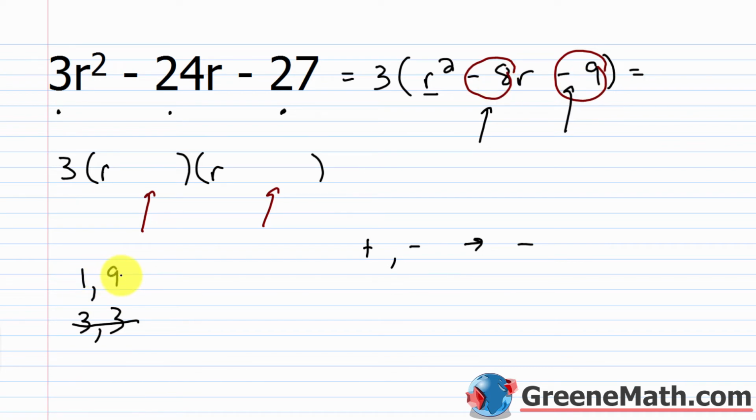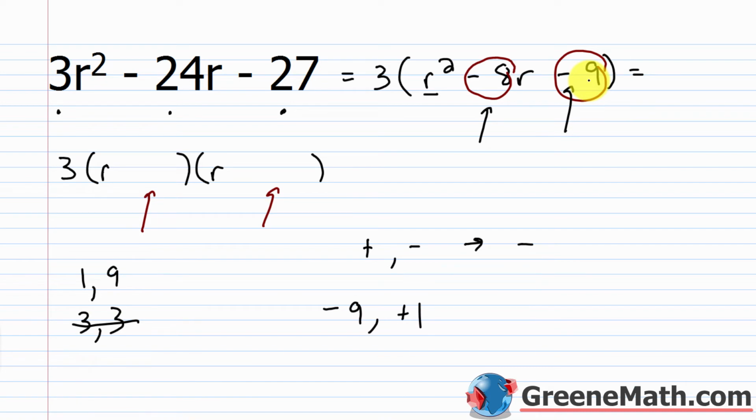Which one would I make negative? Which one would I make positive? Well, obviously 9 would become negative, right? I put negative 9 and positive 1, and that would get us exactly what we need, right? Negative 9 plus 1 would give us negative 8. Negative 9 times 1 would give us negative 9. So we're good to go there.